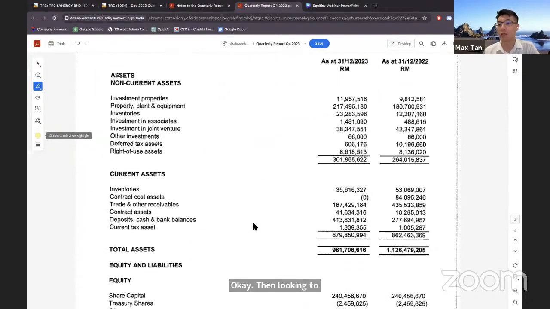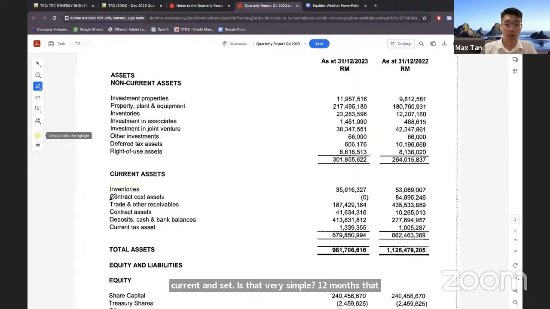I need to go into another example, so probably I go a bit faster. As I explained just now, you have current and non-current asset. Current asset, very simple: within less than 12 months that you can dispose it, for example, inventory.